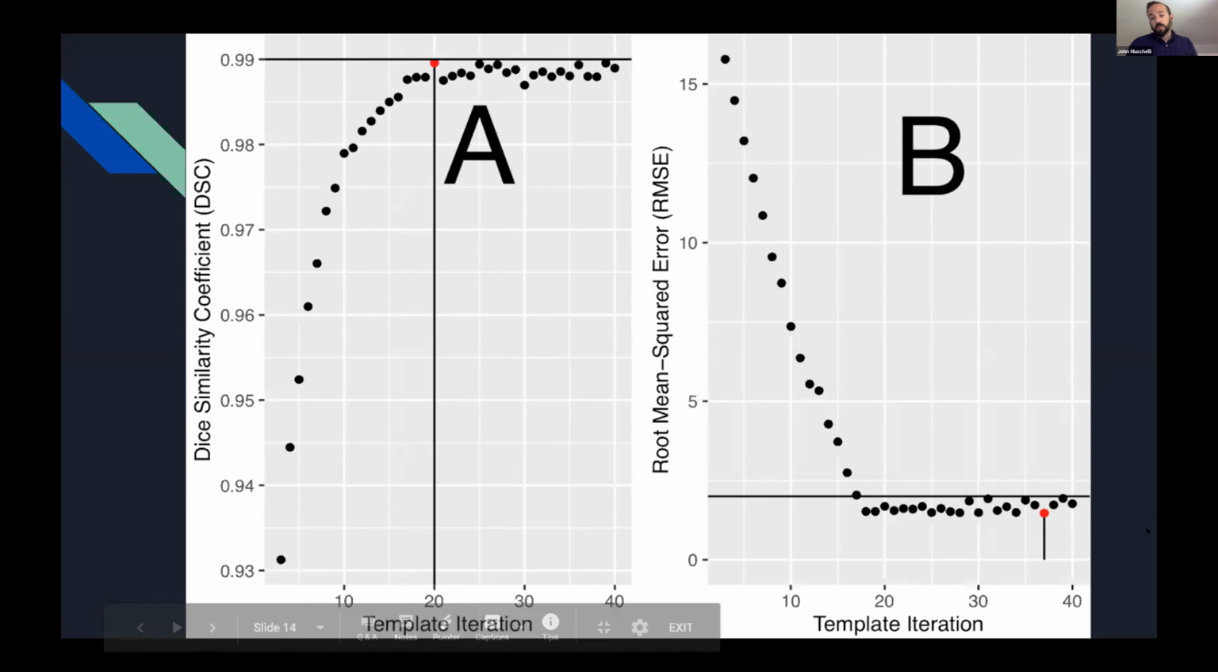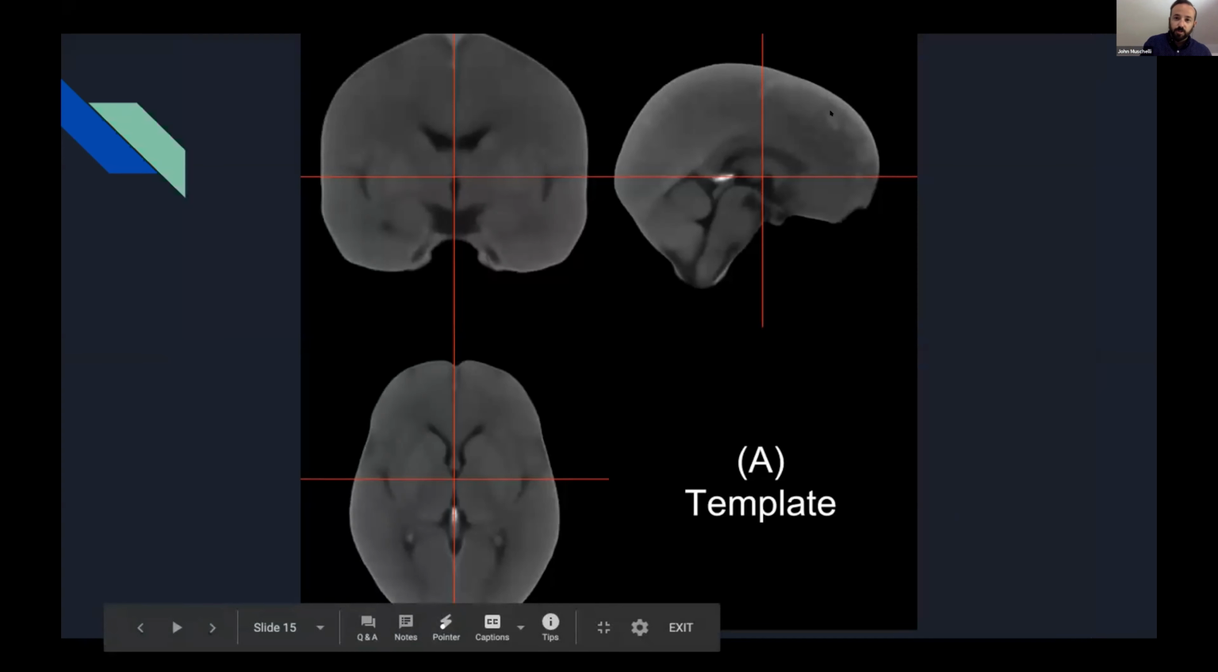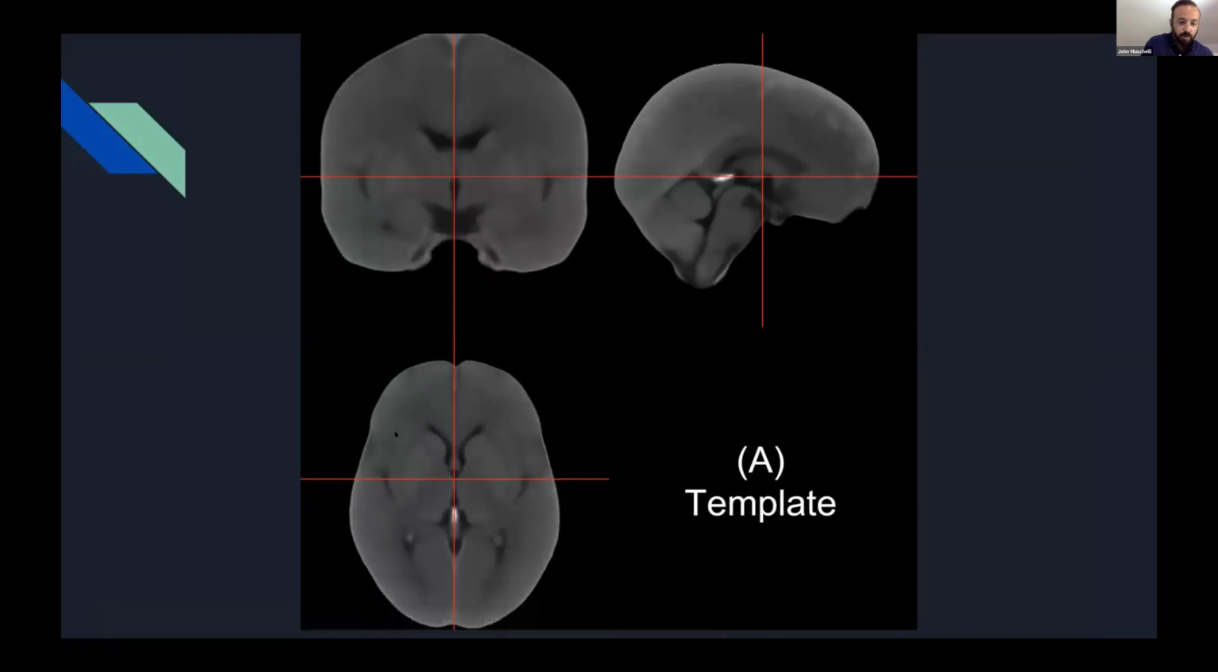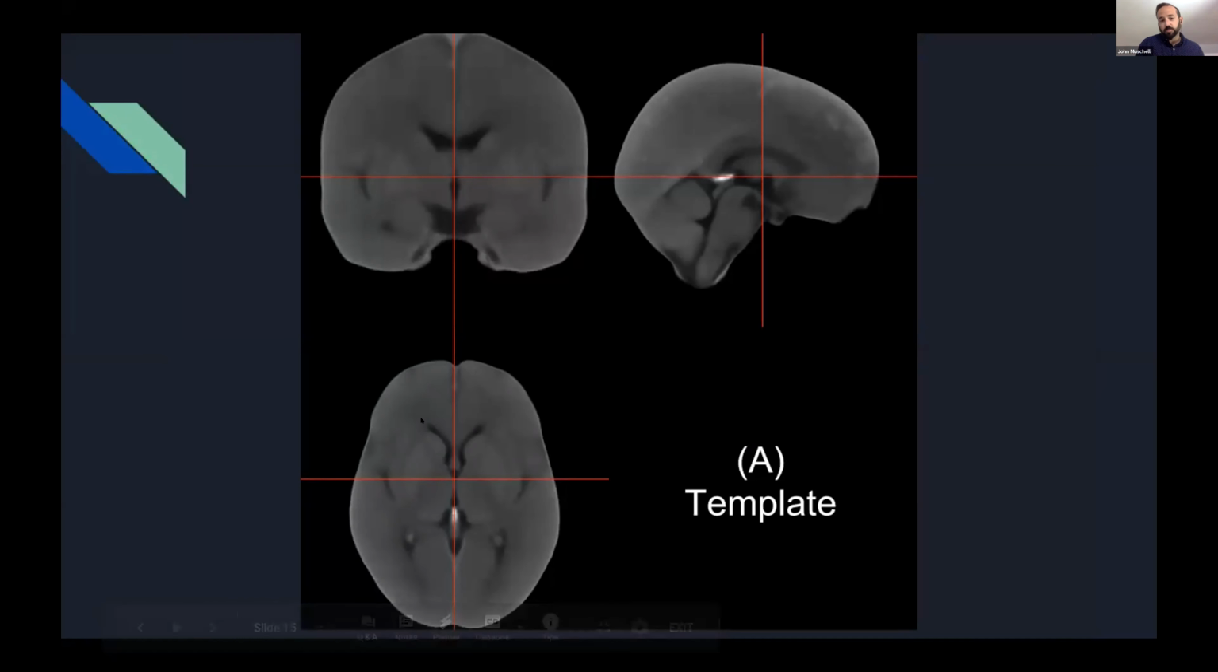So we chose one of these templates, template number 37 in the iterations, and said that's pretty much the average template we're going to get. And this is the resulting template. We see here it's relatively smooth. We do see some areas here, which I'll talk about in the next slide, but you should be able to demarcate some gray matter areas and structures in there. So it gives a reasonably smooth estimate while also showing some anatomical differences.